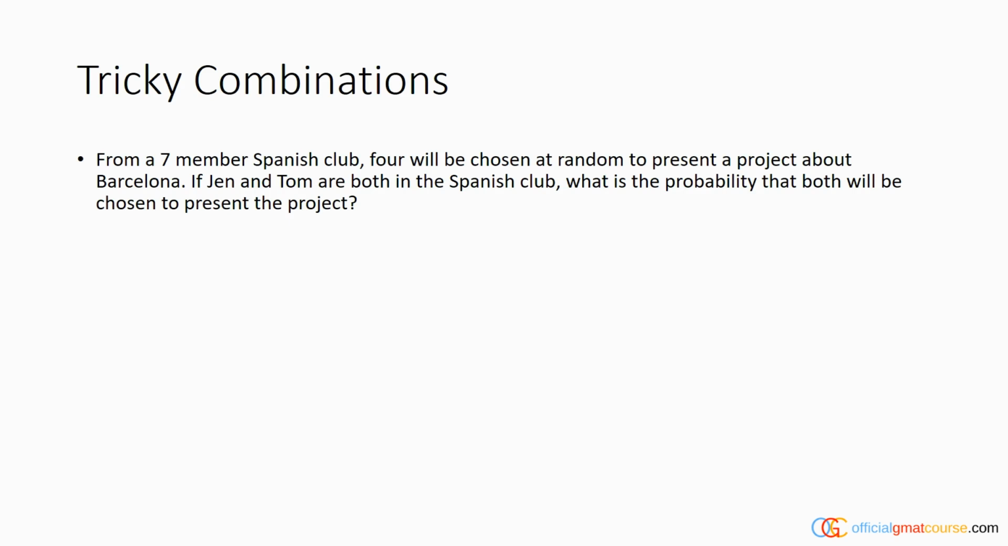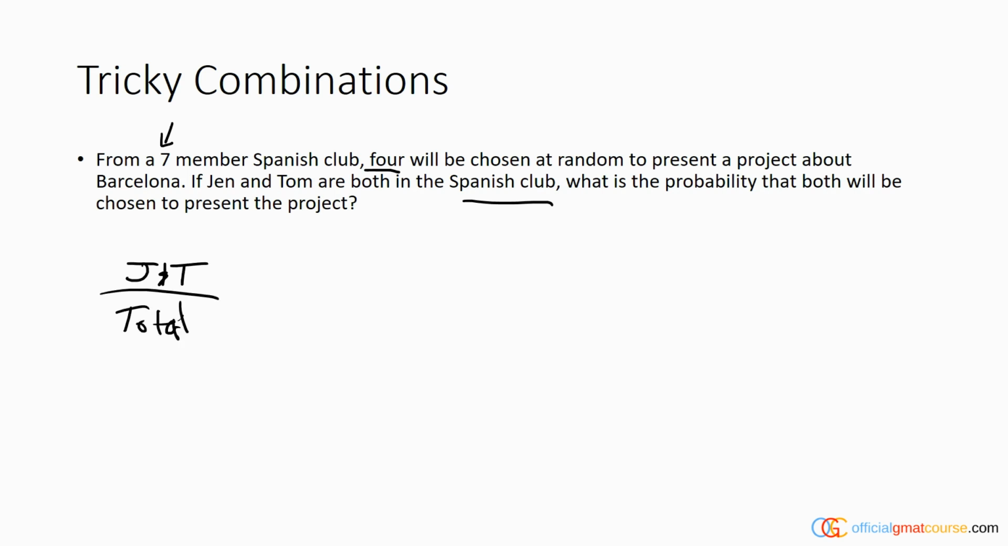So we have 7 members of a Spanish club, and we're asking if Jen and Tom are both in the club, so they're part of the 7 members here. What is the probability that both will be chosen to present a project? And there's 4 people that will be chosen to present it. Well, the probability is going to be groups that are Jen and Tom over total groups.